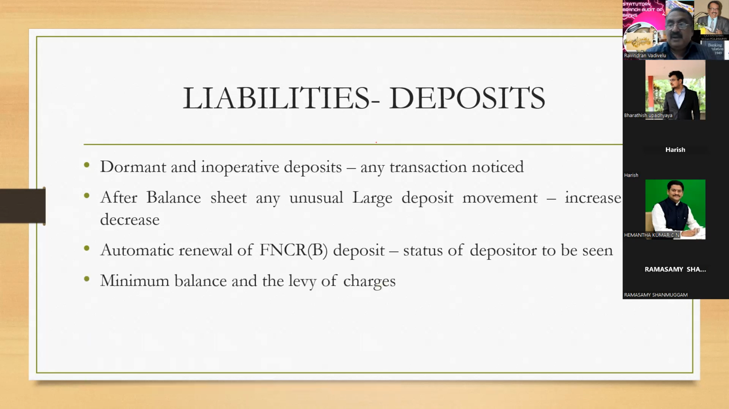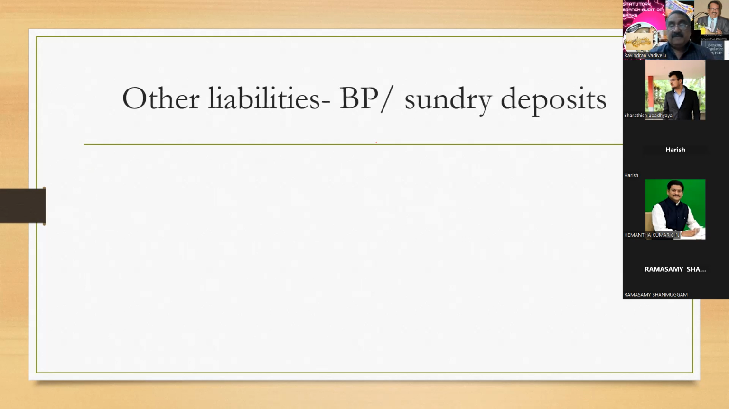Next item is minimum balance and levy charge. What is the minimum balance? In case of an SB or current account, if the customer fails to maintain the minimum balance, say less than 500 rupees, then the bankers charge 100 rupees as charges. And whether the charges have been passed by the banker or not, that point also you have to see.